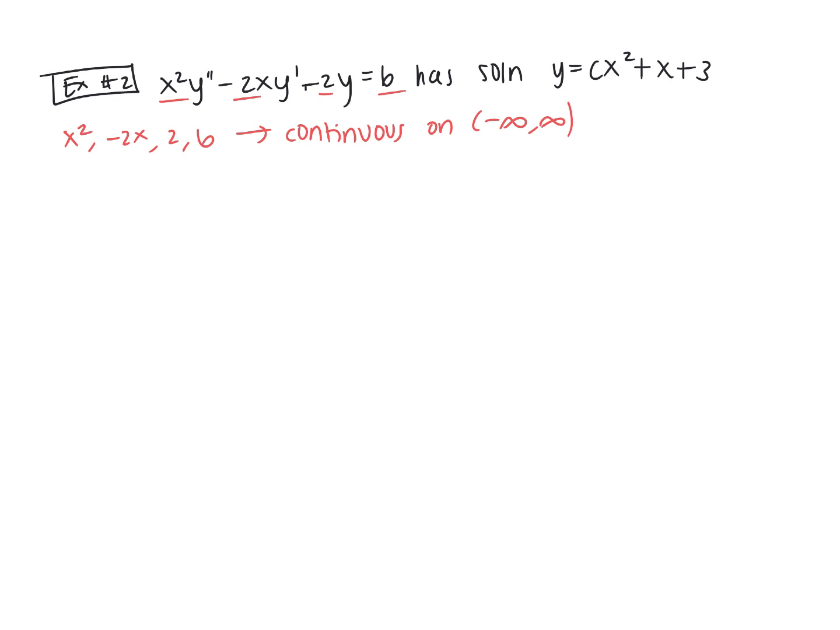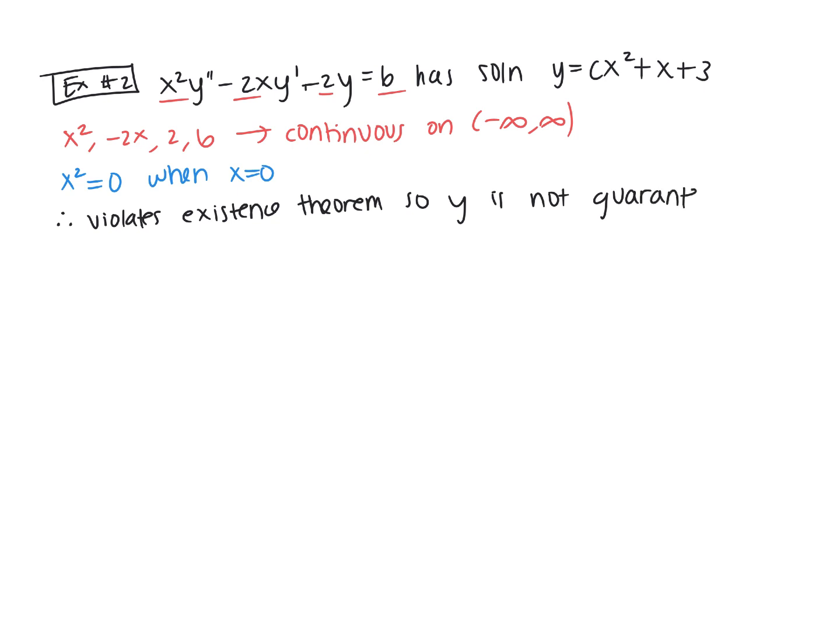X squared equals 0. There you go. That first coefficient equals 0 when x is 0. So any interval that contains x equals 0, the solution is not guaranteed to be unique. So here's what this tells us. This violates the existence theorem. So y is not guaranteed to be unique. Now, that does not mean that y is not unique. It could be unique, but we don't know for sure. So that's the existence and uniqueness theorem.